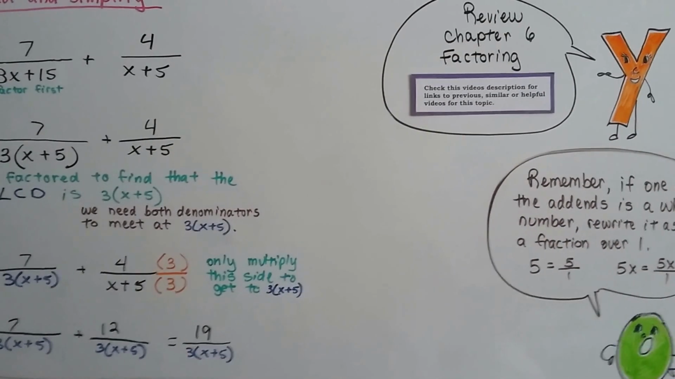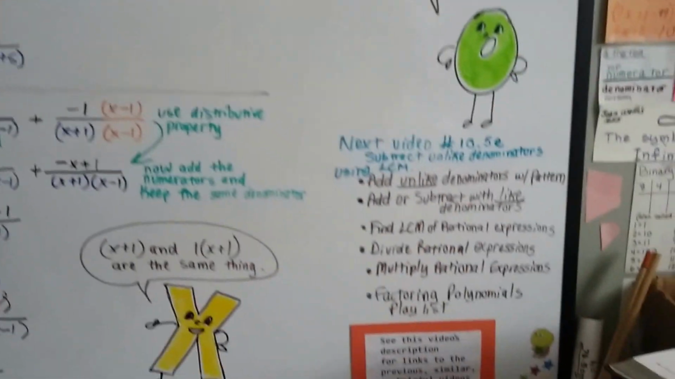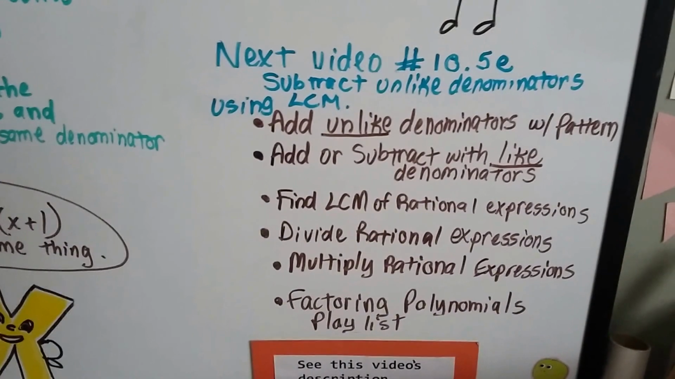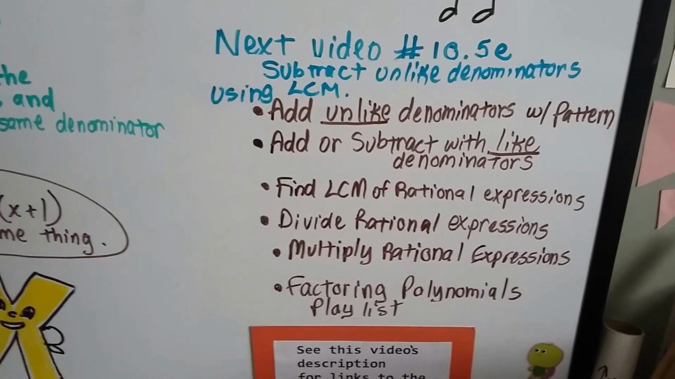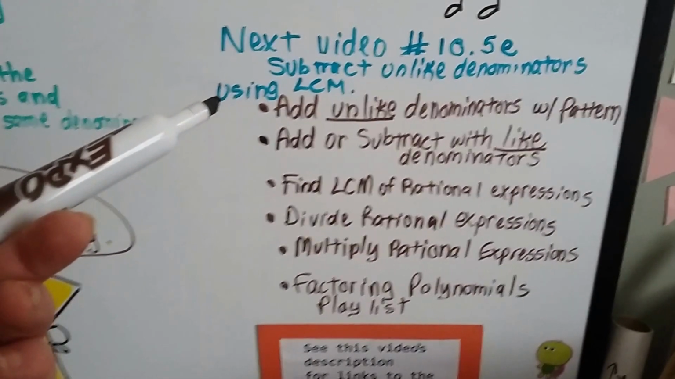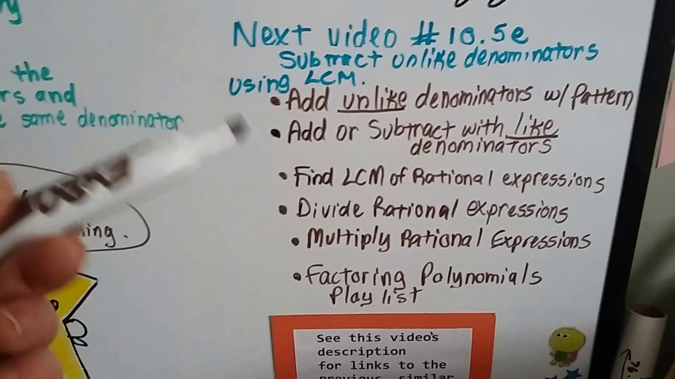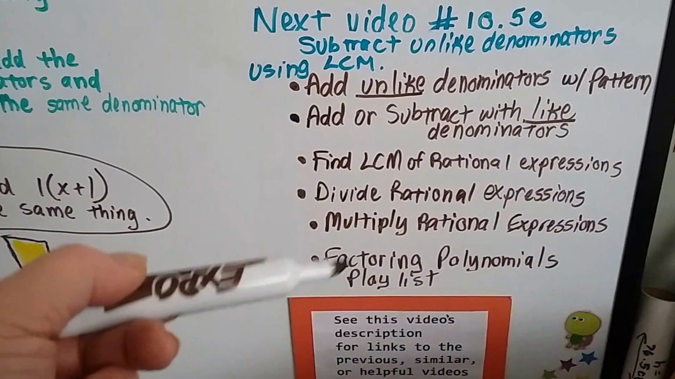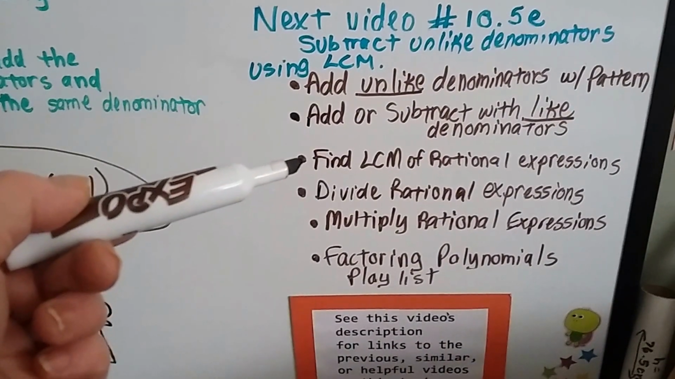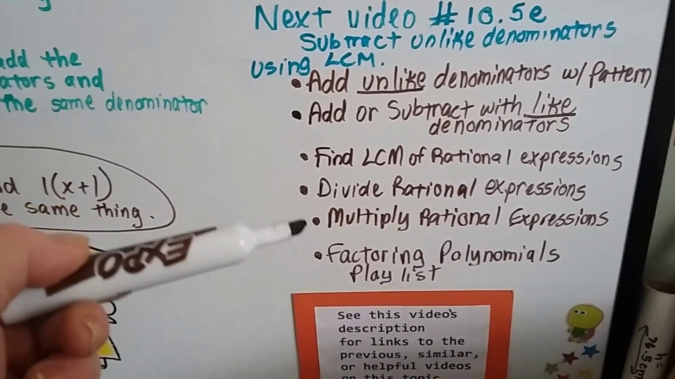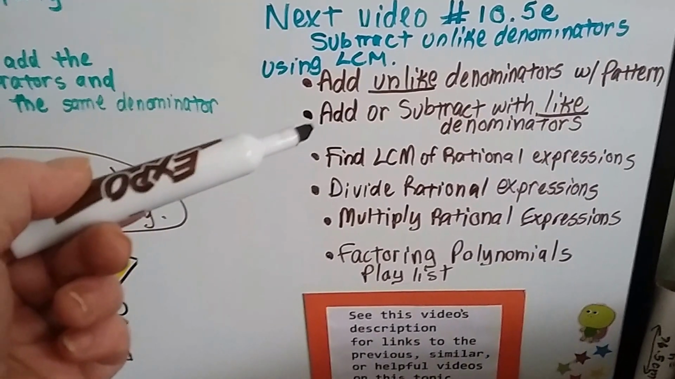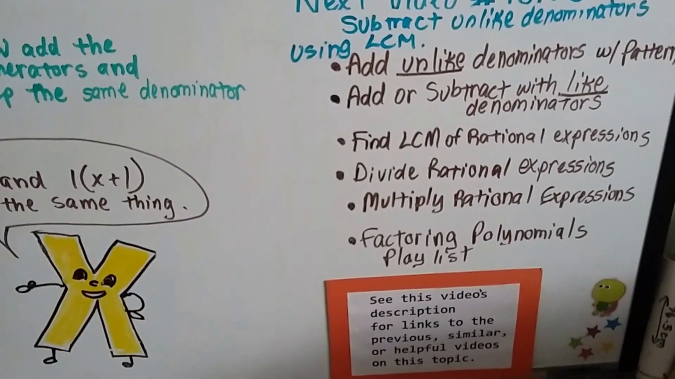So remember the factoring videos are in this description. We're going to go to 10.5e. We're going to talk about how to subtract unlike denominators for rational expressions using this least common multiple method, least common denominator. If you want to go back to see any of the previous videos for factoring or how to even find a least common multiple of rational expressions or how to multiply or divide them, or adding them when their denominators are the same, all those links are going to be in here, okay?